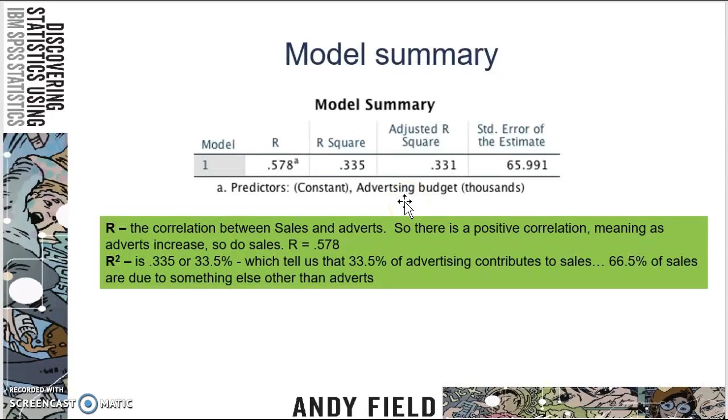But the two things you want to look at are your R value, which is the relationship between sales and advertising budget, and your R squared, which is how much advertising budget contributes to sales. So 33% of sales is explained by advertising budget, and 66.5% is due to something else. Okay, so that's your model summary. Just be thinking about this: the smaller this value is, the less that those variables are related.